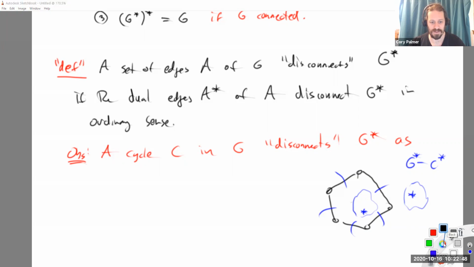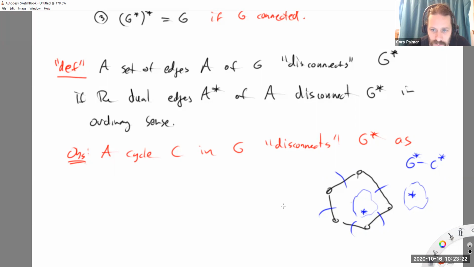And why is that? Well, it's actually by the Jordan curve theorem. This cycle here splits the plane up into two regions, the interior and the exterior. The interior faces are vertices of G star, and the faces exterior to the cycle are vertices of G star as well. The edges between them have to cross this Jordan curve, and I've deleted all the edges that cross it. So I made a cut there, okay?